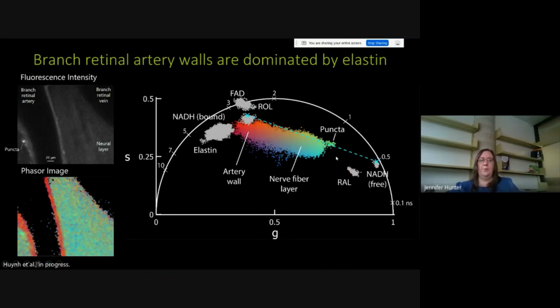Tapping into just one other example here, if we look at a branch retinal artery and a branch retinal vein in the intensity image, you can see the vessel wall here on the edge. If we color code our phasor space image, you can see that the vessel wall shows up very nice and bright in the red, whereas the neural retina shows up in more green. The nerve fiber layer, neural retina, tends to fall along that free bound NADH line, whereas the artery wall is pulling up more towards elastin, suggesting that the predominant fluorophore in these bright vessel walls is actually elastin.